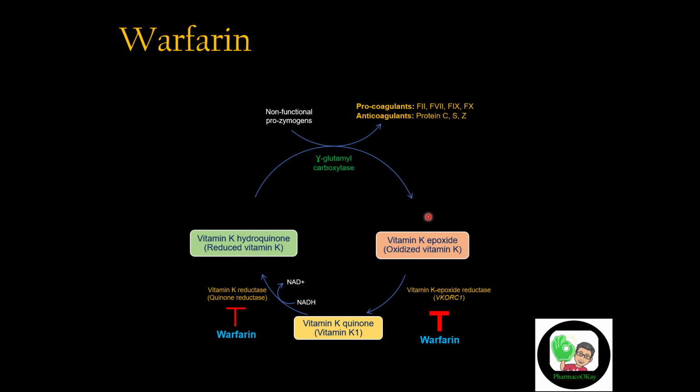The mechanism of action of warfarin: it inhibits vitamin K epoxide reductase, so it reduces the conversion of oxidized vitamin K into a reduced form to act as a cofactor of gamma-glutamyl carboxylase in order to produce these factors. So you reduce the synthesis of procoagulants and anticoagulants from the liver, particularly factor 2 or prothrombin, factor 7, factor 9, and factor 10, and protein C, S, and Z.